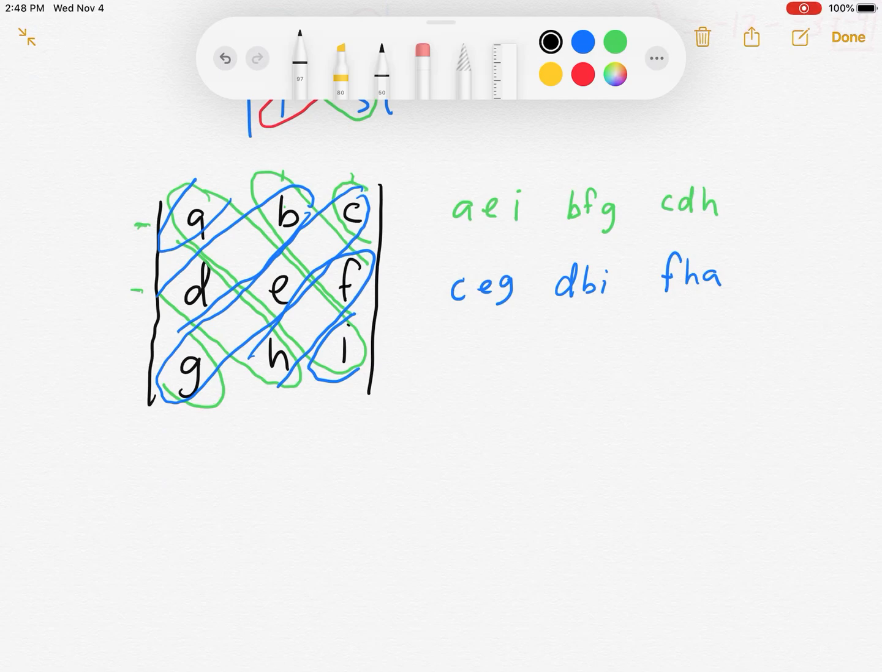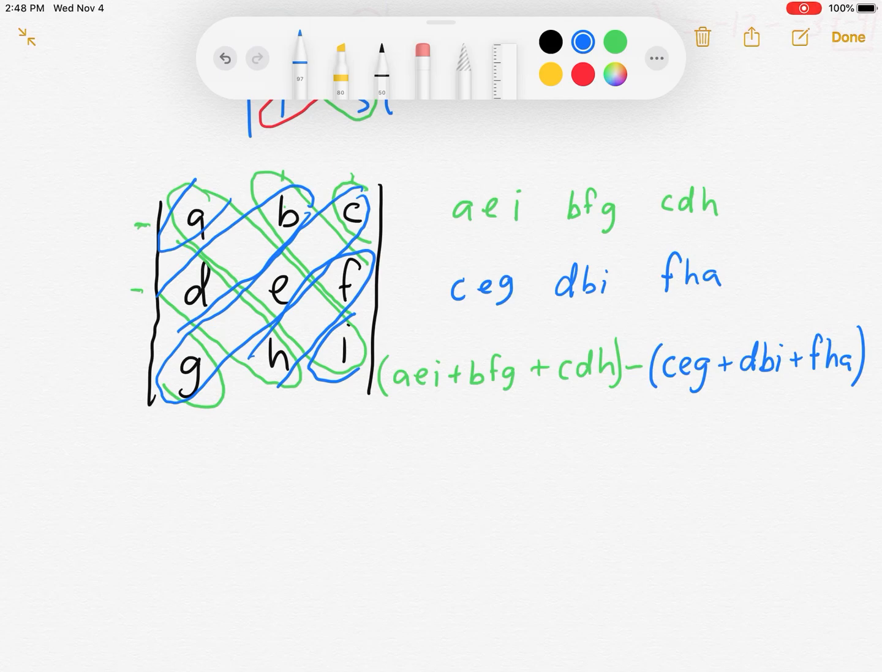So the formula for finding this looks a little bit more complicated, but you take all of the main diagonals and add them together, and then subtract out the other diagonals. So it looks something like this. AEI plus BFG plus CDH minus CEG plus DBI plus FHA. In total, that will give you the determinant of a matrix.